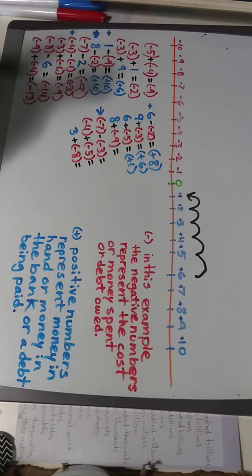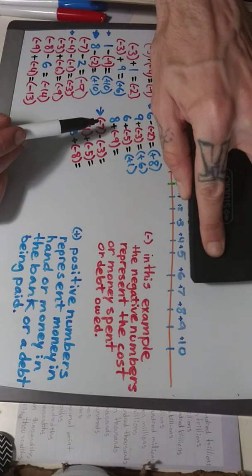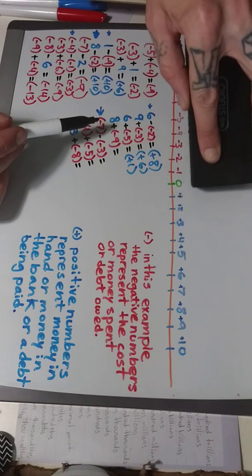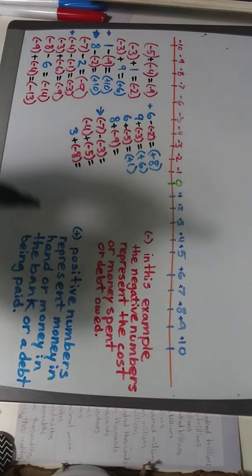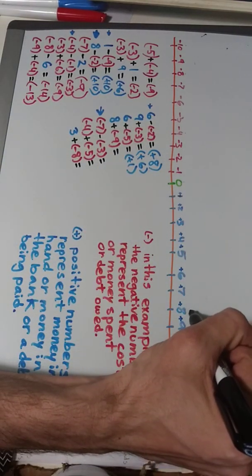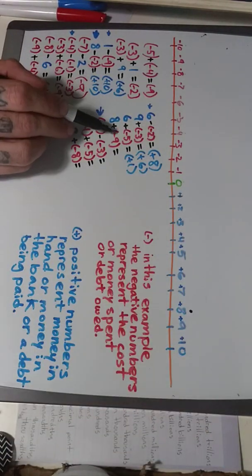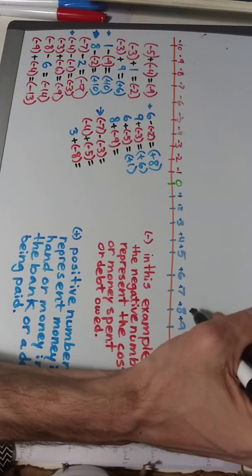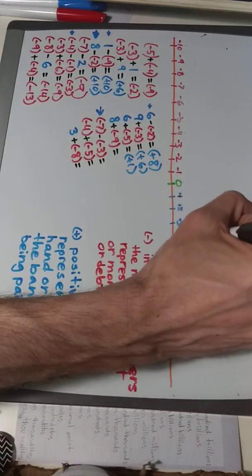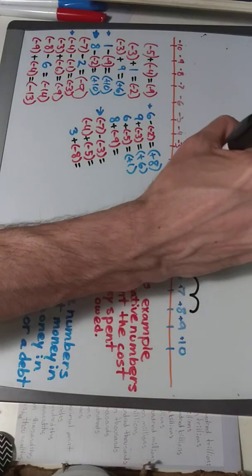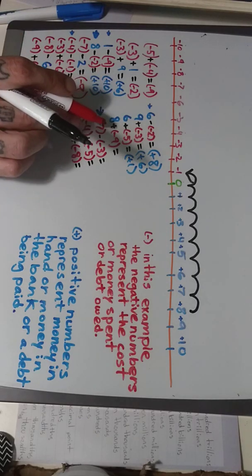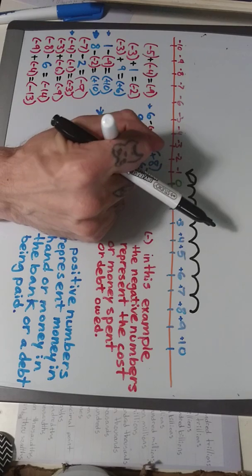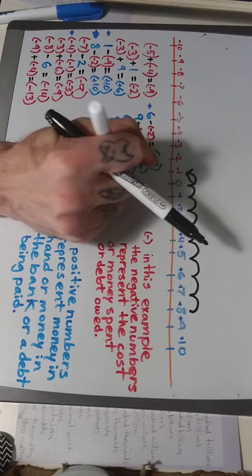So then for our next equation, we have positive 8 plus negative 9. So we're at positive 8, and we're adding a debt of negative 9. So 1, 2, 3, 4, 5, 6, 7, 8, 9. That leaves us at negative 1. So positive 8 plus negative 9 equals negative 1.